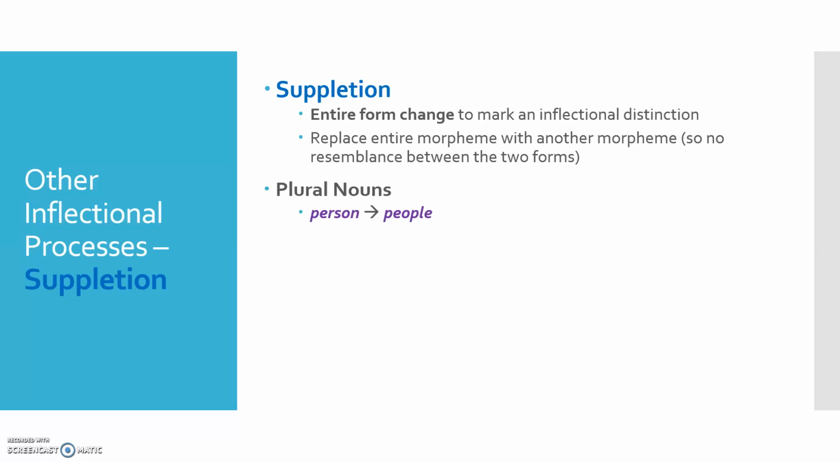Well, in the noun example, there's a little bit of overlap because the onset of the first syllable is the same, so the p is the same. But the rest of those two words are entirely different, person to people, right? There's nothing overlapping apart from the P in the first position.